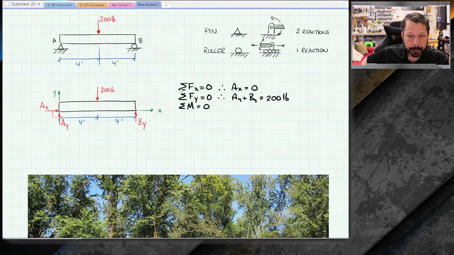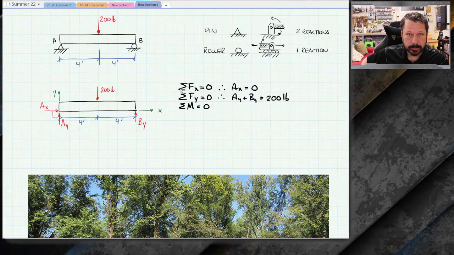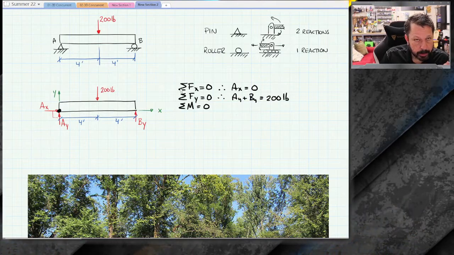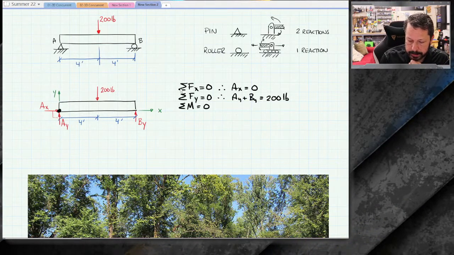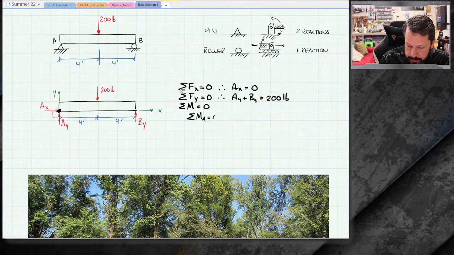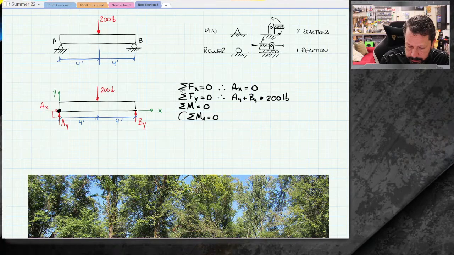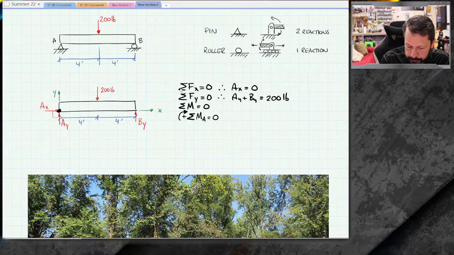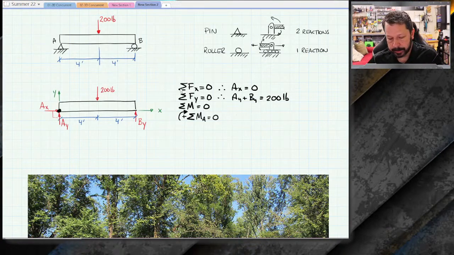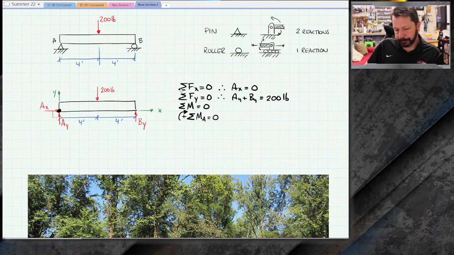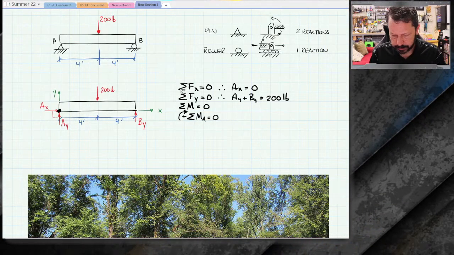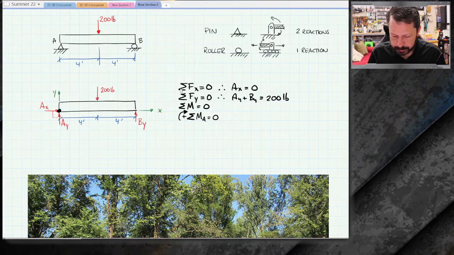80% of the time, the best place to do that is the pin. So the pin is right here at A. So most of the time, the best thing to do is say that I want to define this summation of moments at A equals 0. I'm going to pick a direction again. Let's do clockwise positive, but usually counterclockwise is technically the correct direction to be positive. But I'm just going to say clockwise. Since I get to define it, I'm going to say clockwise is positive. And the summation of moments about A equals 0.